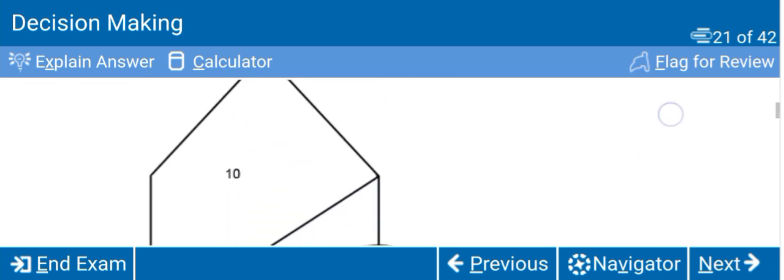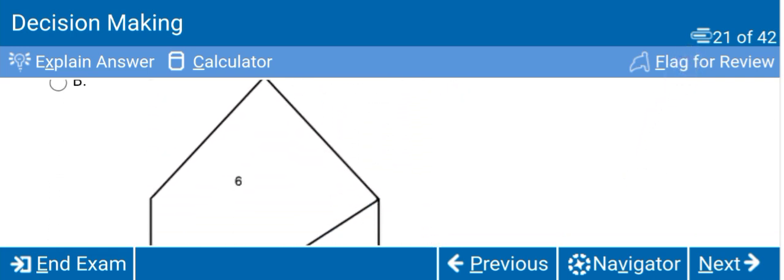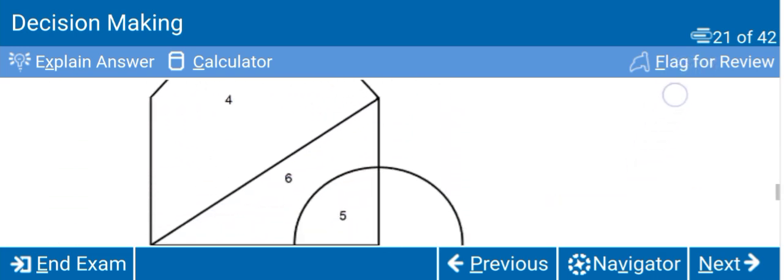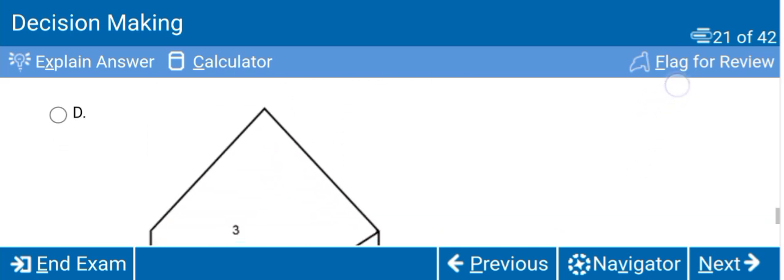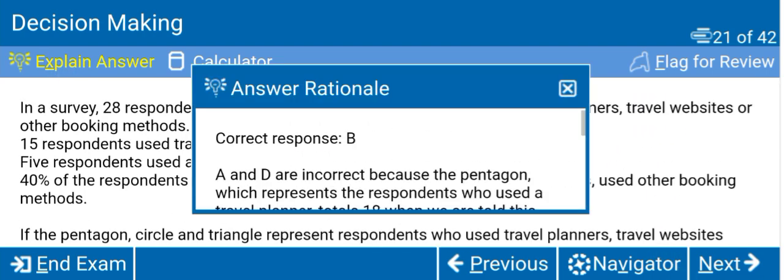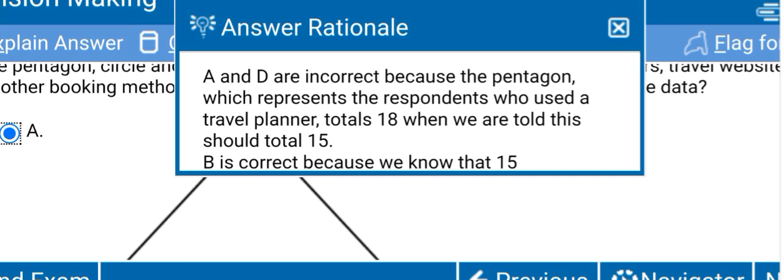Here we have option A as this diagram, option B as this diagram, option C as this, and option D as this diagram. The correct response is option B. A and D are incorrect because the pentagon, which represents the respondents who used a travel planner, totals 18 when we are told this should total 15.